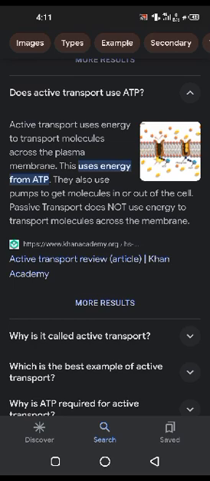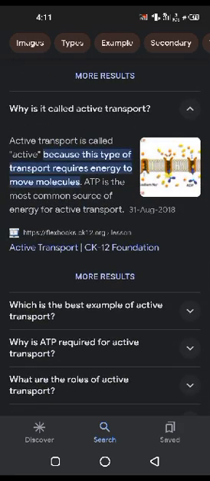Passive transport does not use energy to transport molecules across the membrane. Active transport is called active because this type of transport requires energy to move molecules. ATP is the most common source of energy for active transport.